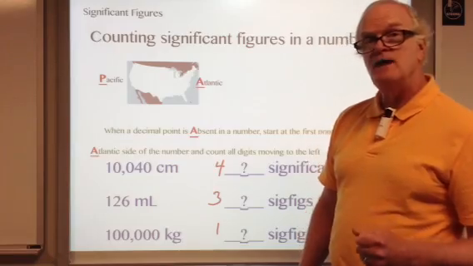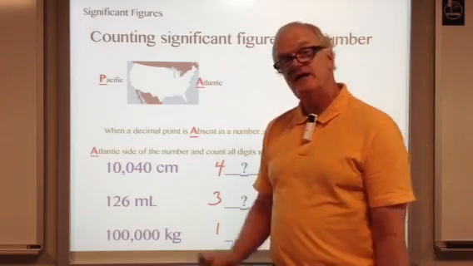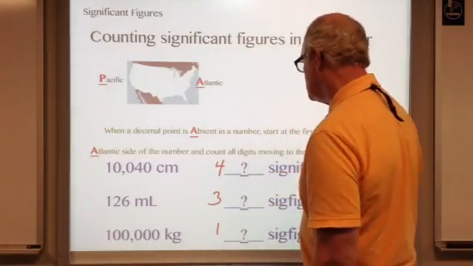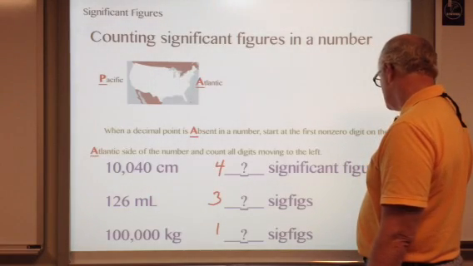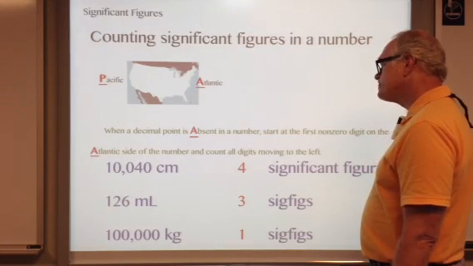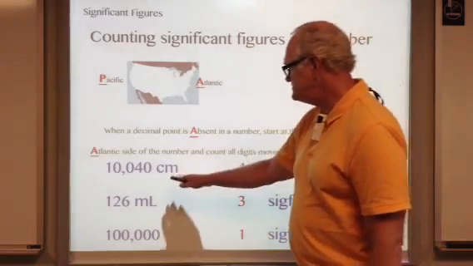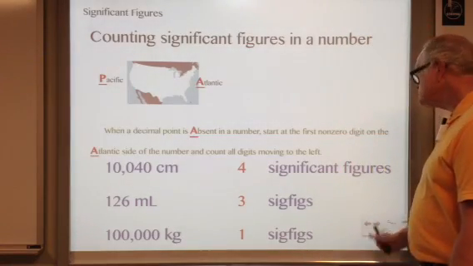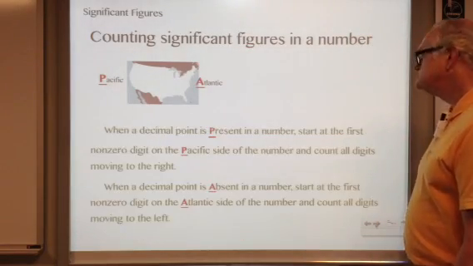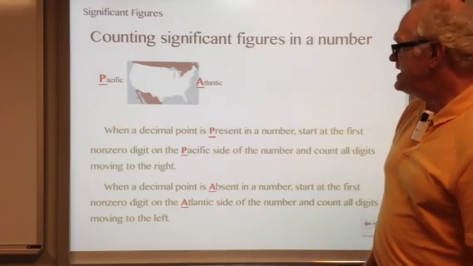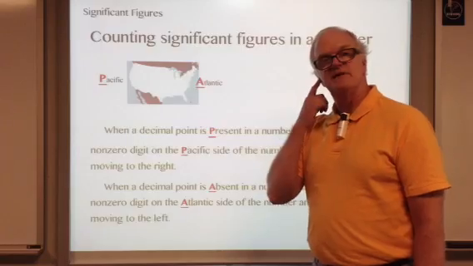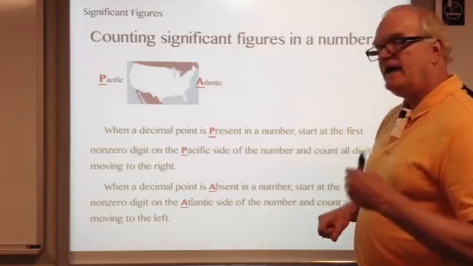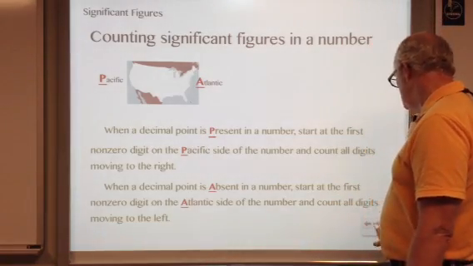Even though it's a large number, it only has 1 significant figure in it, and that's because of the way it was measured and reported when it was measured. Just 1 significant figure in that number. Here we are, 4 significant figures, 3 sig figs, 1 sig fig. All right, so there's a summary of how to use the Atlantic-Pacific method to count the number of significant figures in a measurement. Now there are a couple of other situations that we need to be aware of.